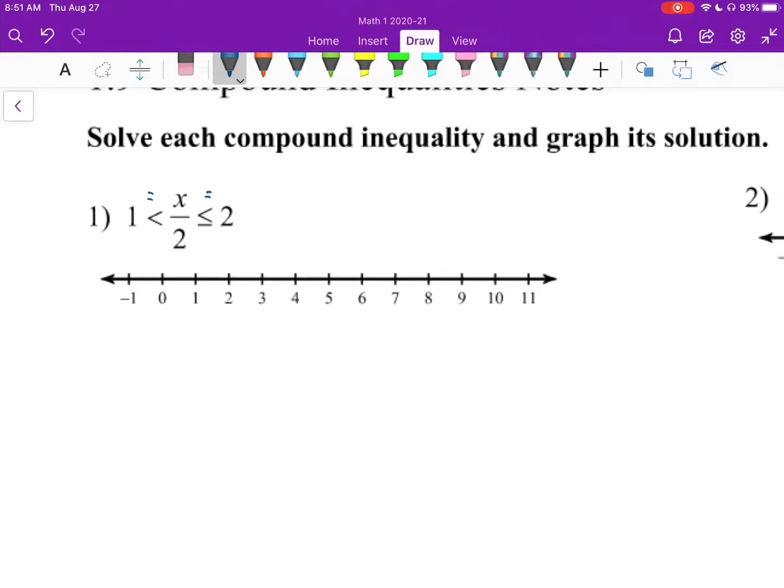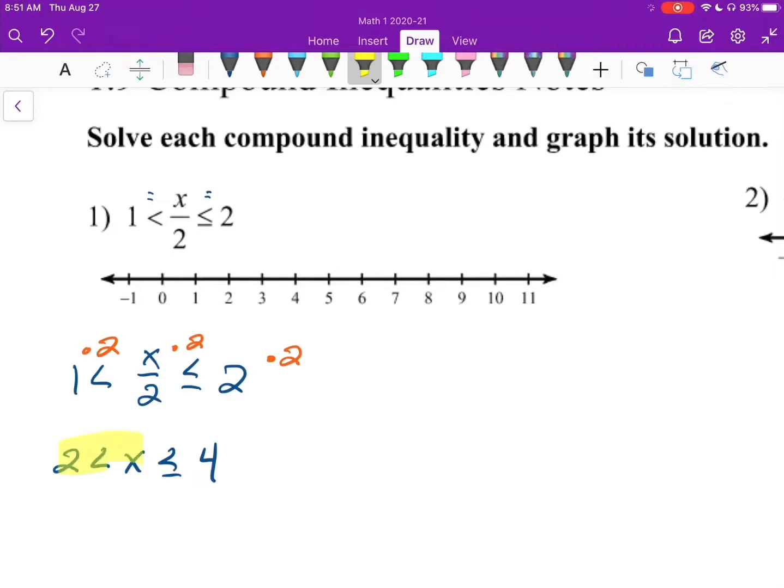So let me rewrite this here. 1 less than x over 2 less than or equal to 2. So I start off, I'm going to multiply everything by 2. And I get 2 is less than x, which is less than or equal to 4. Now, you're going to look at this in two steps. First, let's look at this left piece.